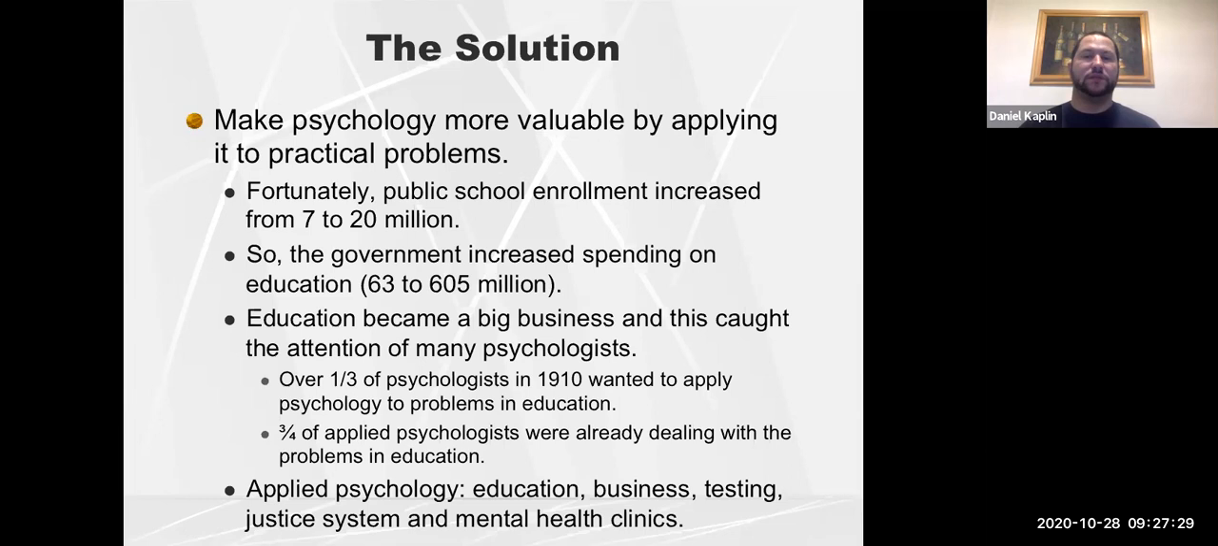So about a third of psychologists in 1910 wanted to study education. And it's interesting, Columbia University, if you look at most of their early work, they did a lot of work on educational psychology, the application of psychology to education in schools. They did a lot of work on testing and so forth. So all of a sudden, that which was a threat to our existence, we find an opportunity in the school system. So all of a sudden we start to do educational work, business work, testing, and so forth.